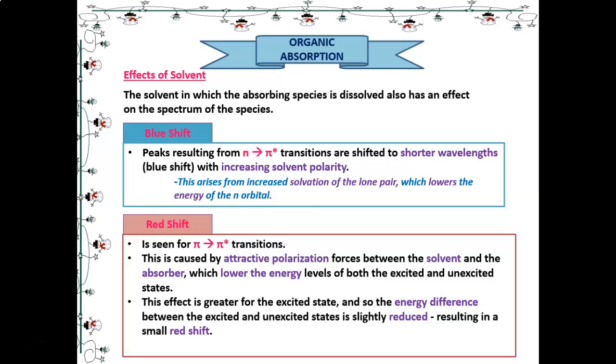If we have a redshift, we see it for the pi to pi star transition. So you need to look at the pi to pi star transition, what types of bond it absorbs. This is caused by attractive polarization forces between the solvent and the absorber, which lower the energy level of both the excited and unexcited state. This effect is greater for the excited state, and so the energy difference between the excited and unexcited state is slightly reduced, resulting in a small redshift.